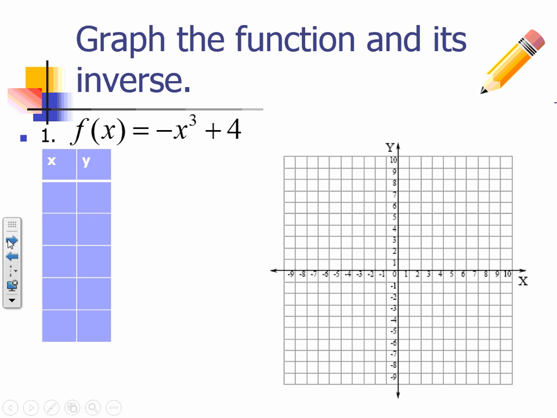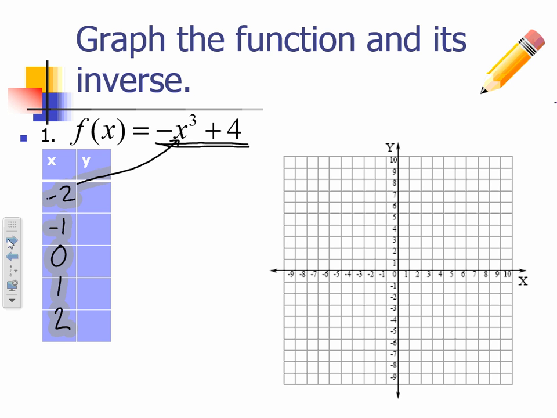So let's take a look at graphing a function and its inverse. This is the first example you need to get in your notes. So I have this equation here, this function here, and I need to make a table of values for this function. Now, you should choose maybe negatives, positives, a little bit of both would be good. And then we go ahead and take these values and plug them in right there to calculate the y.